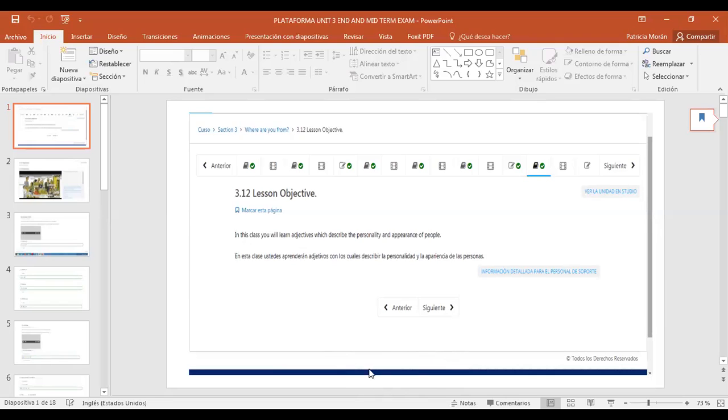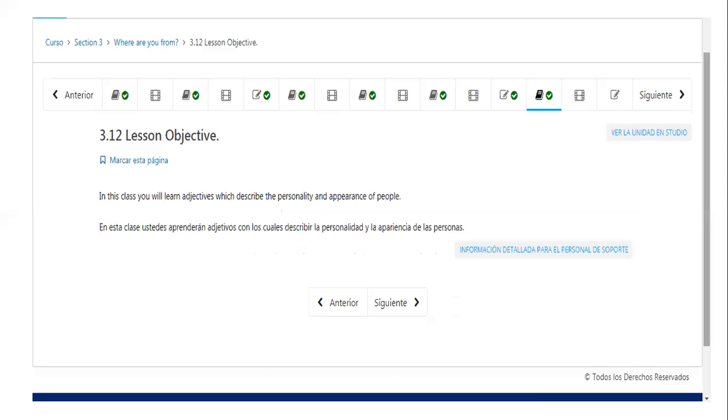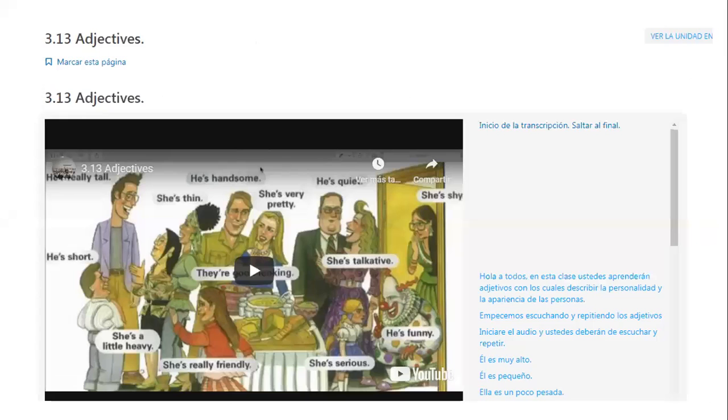3.2 objetivo, sí. Sí, perfecto. Esa es la parte que quiero que veamos. Okay. So, for today, we are going to study the 3.2 lesson objective. That says, in this class, you will learn adjectives which describe the personality and the appearance of people, ¿verdad? Vamos a ver adjetivos de personalidad y de apariencia de las personas, ¿verdad? So that's going to be during the class, the second part. Esta es la segunda parte de la clase.